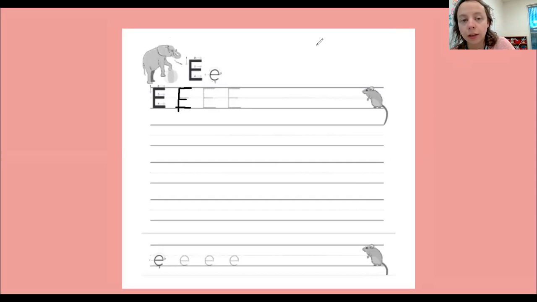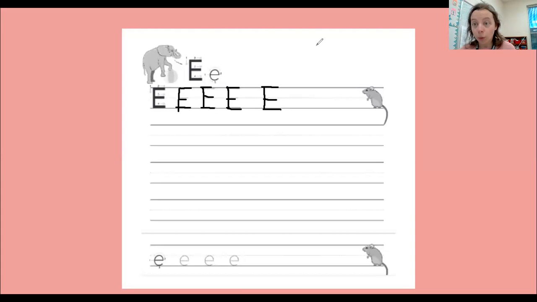So again, straight line down, go to the top, across, go to the middle, across, go to the bottom, across. Okay, that's 4 motions with your pencil. You can't see Miss Hogan's finger, but that's what I'm doing. Straight line down, that's 1 motion. Straight line across at the top, straight line across in the middle, straight line across at the bottom.